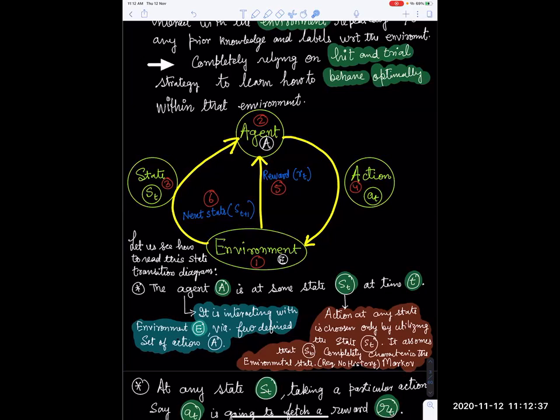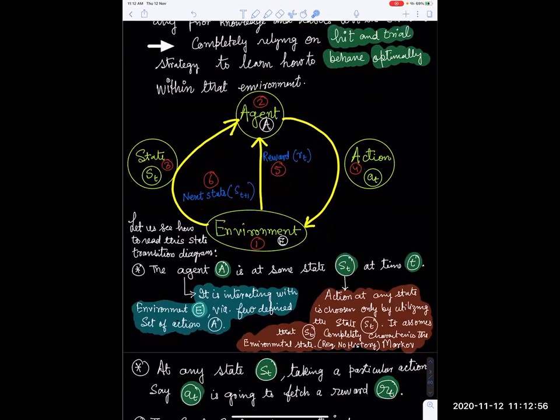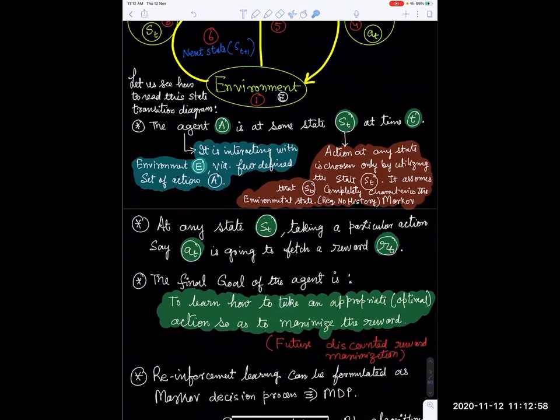The way in which the environment is behaving is that it is giving these states and giving the rewards, and these states and rewards depend upon the previous state of the agent as well as the action that it has taken. All these things are written over here: the agent A is at some state ST at some time T. That's why it's written as T. So S is the state, T is the time. It is interacting with the environment E via a defined set of actions.